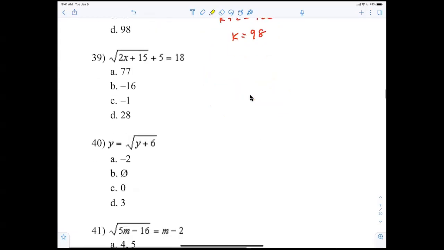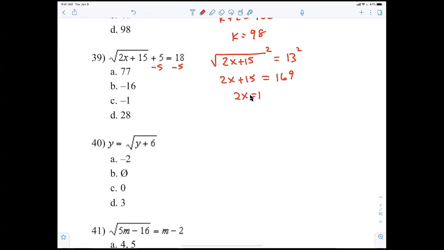All right, 39, again, we're isolating. So we're what? Subtracting 5. So square root of 2x plus 15 equals 13. Square both sides. What do you get? 2x plus 15 equals 169. Now we subtract 15. So 2x equals 154. Dividing by 2, x equals 77.